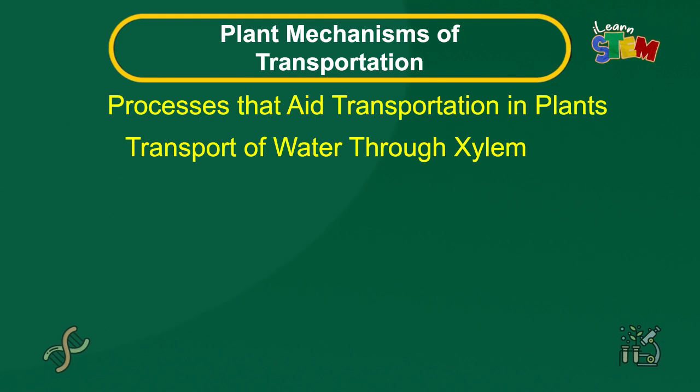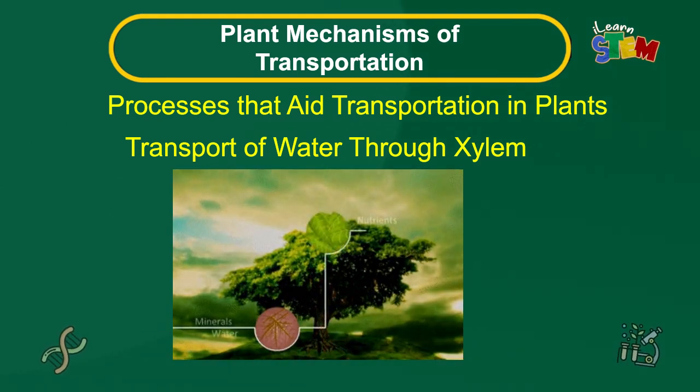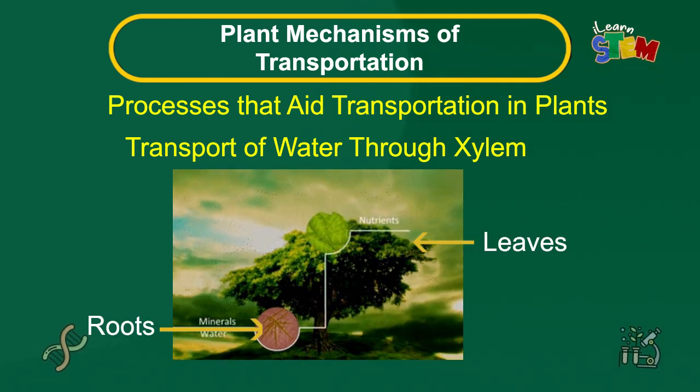Next is transport of water through xylem. This is the movement of water and minerals to the leaves for photosynthesis. Water and dissolved minerals are transported from roots to leaves through the xylem tissue. We have come to the end of transport system.